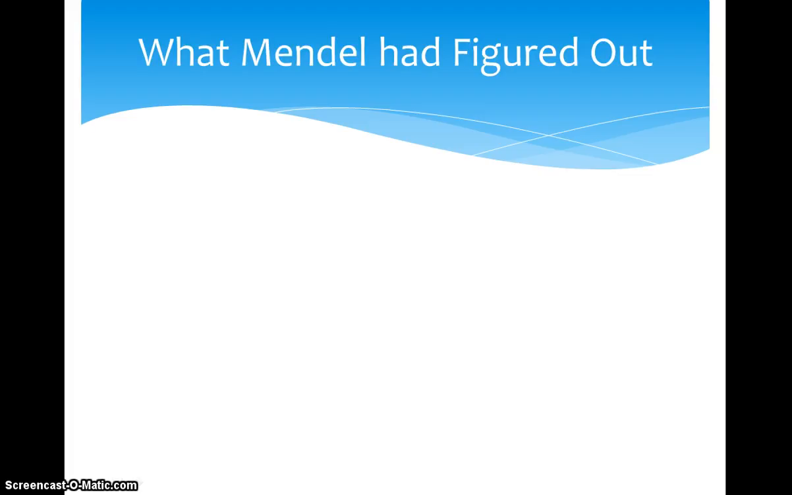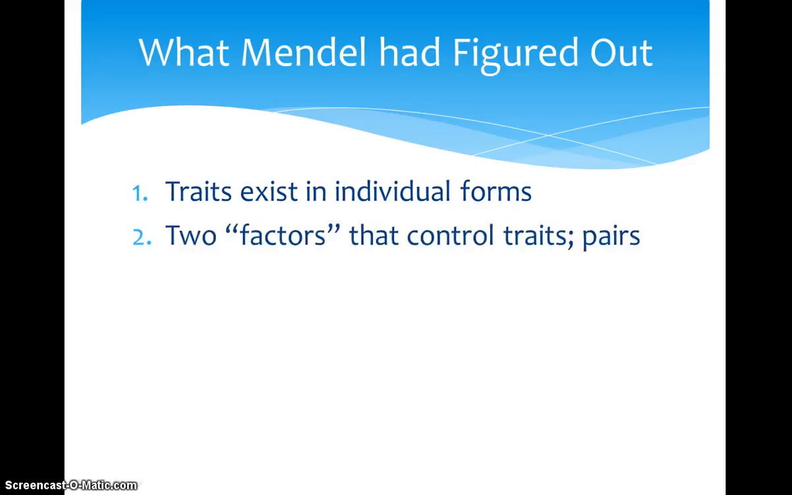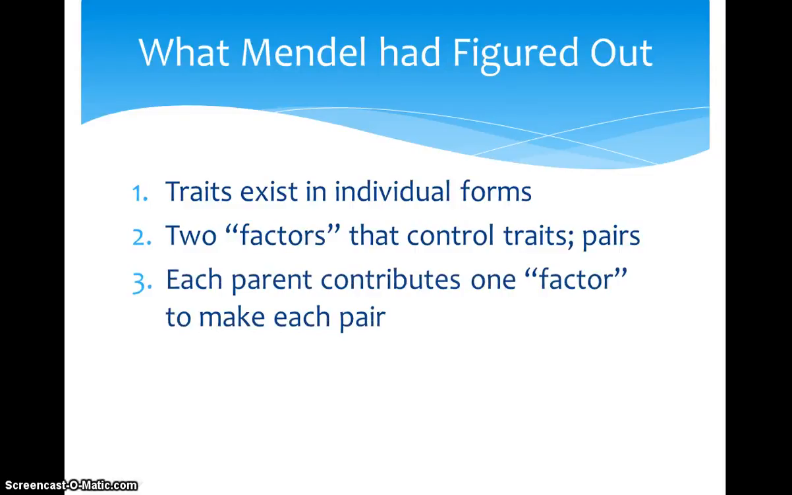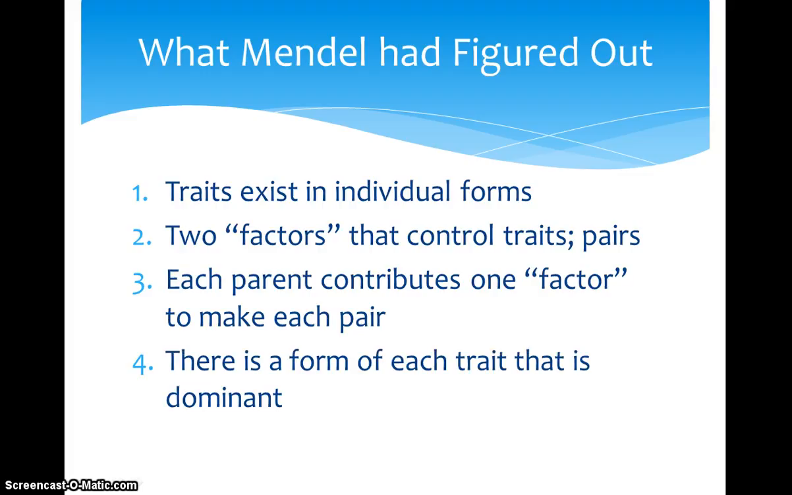So what did Mendel figure out? Well, first, he figured out that traits exist in individual forms, and that there are two factors that control those traits. In other words, they appear in pairs. Those pairs are made up of one trait from each parent, and there is a form of each trait that is dominant, or covers up or masks, the other form of the trait.